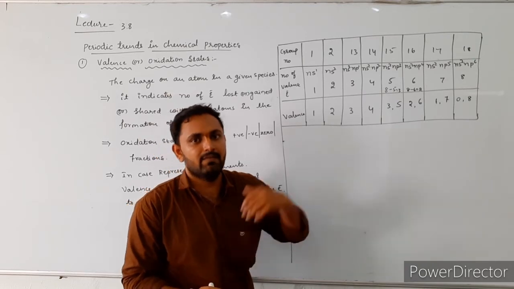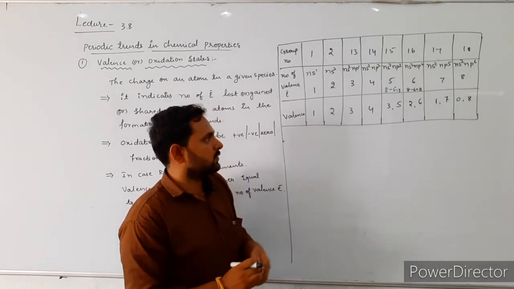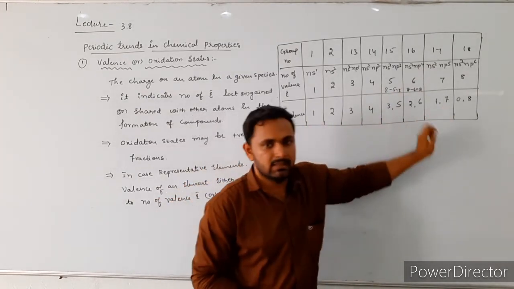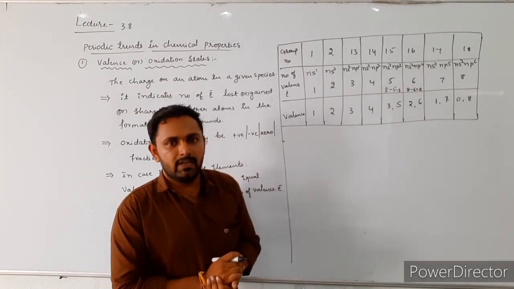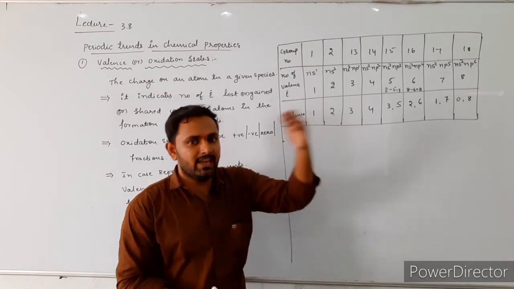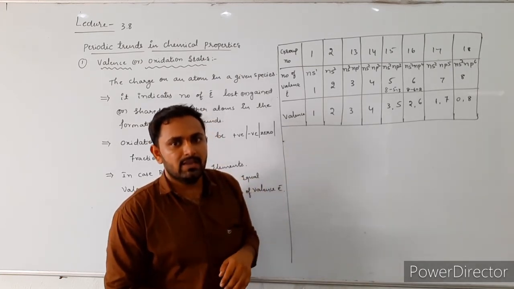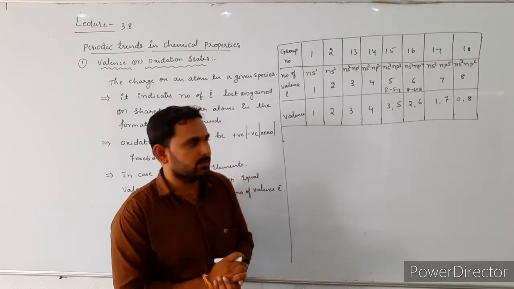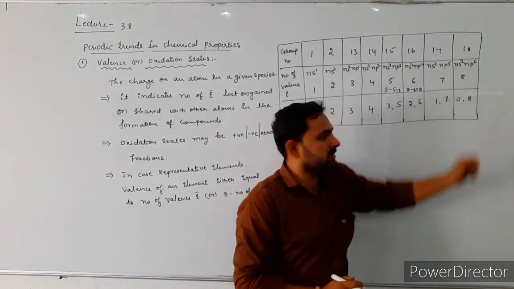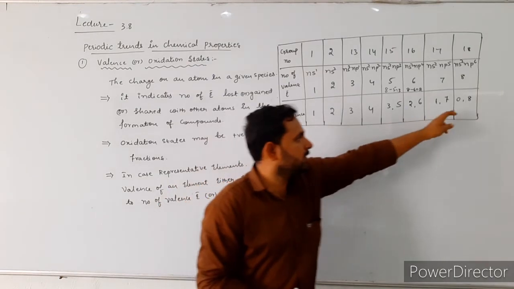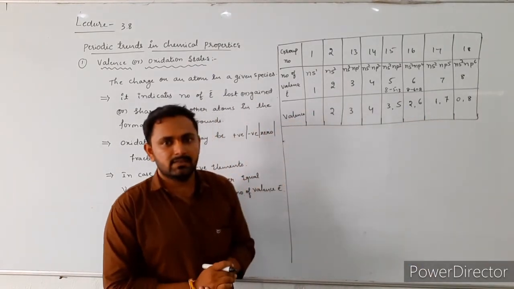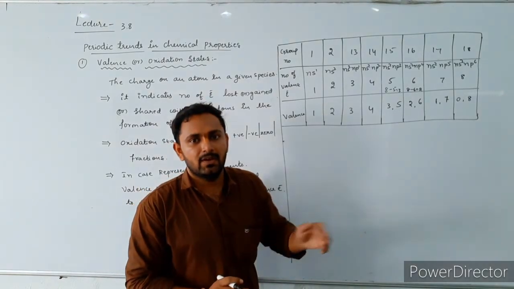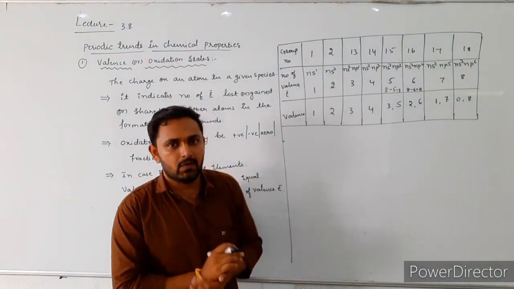That's why they will never donate electrons. That's why for group 17 elements the valence is 1 and 7. That means group 17 elements can gain a maximum of 1 electron and share a maximum of 7 electrons with other atoms. And for group 18 elements, the valence is 0 and 8. That means group 18 elements will not participate in losing or gaining electrons.